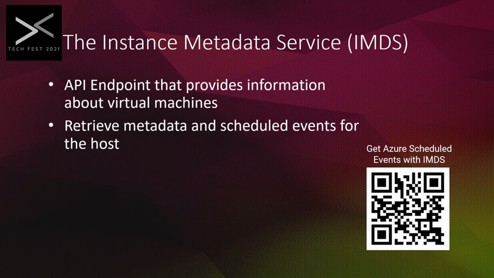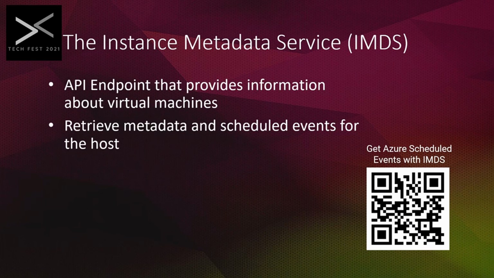there's a thing called Instance Metadata Service, so IMDS. This is an API endpoint at the IP address of 169.254.169.254. You can use this to gather information on a VM, such as host name, VM size. One of the other things you can get is scheduled events. This endpoint, though, is only available from the virtual machine.